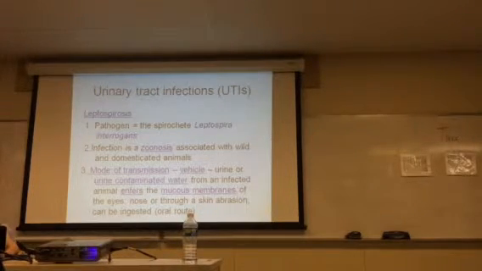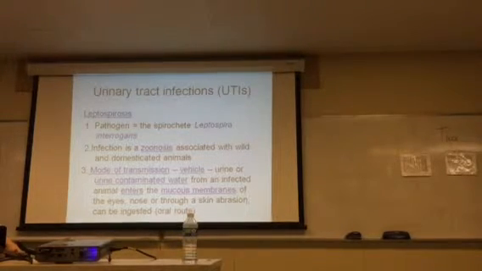Leptospirosis. The pathogen is a spirochete, so that is a type of bacteria. It's that little spirally one, just like syphilis, that's a spirochete as well. Leptospirosis is caused by Leptospira interrogans.